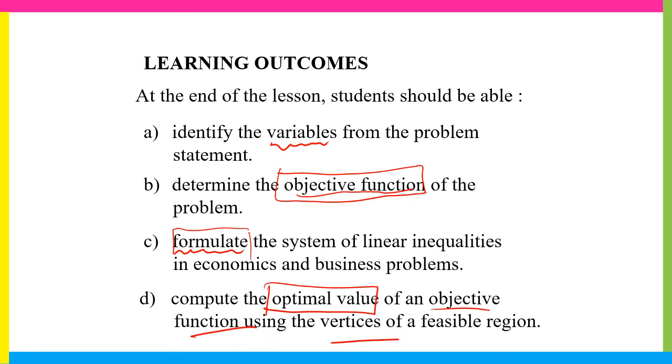So now we need to know, from the problem, what are the variables that we are going to use, and then what is the objective of the problem itself, and then formulate the linear inequalities, the system, and then find the optimal value of the objective function.